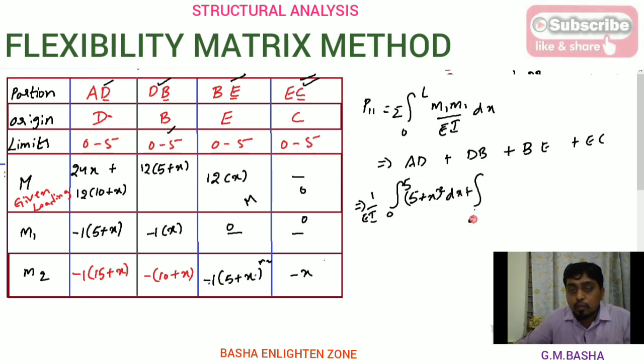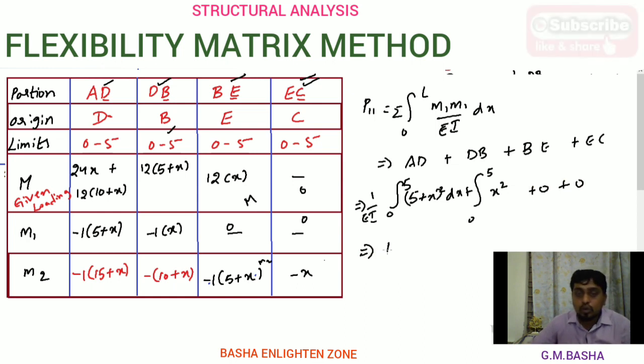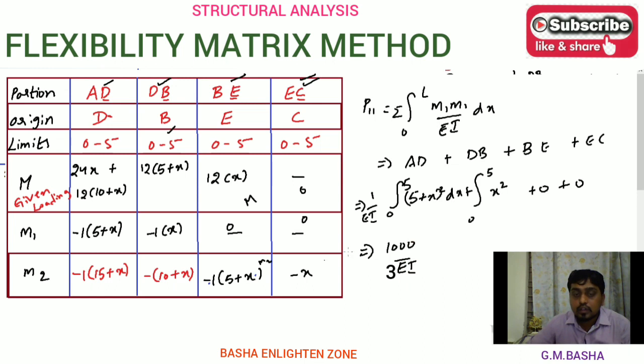Plus what about the DB portion? 0 to 5, which is the limit for the DB. Again, M1 means x, into x square. Similarly for this one and this one, it will be 0 plus 0. Again, if you simplify this P11, directly you will get the value of P11 equal to 1000 by EI. So this P11 will be equal to 1000 by EI.